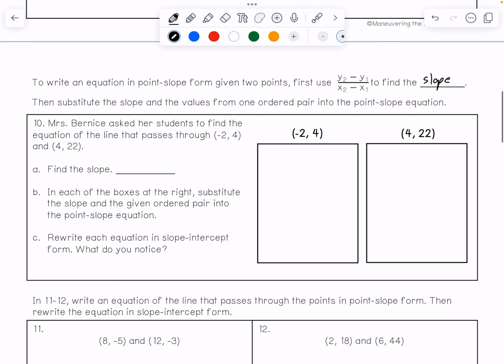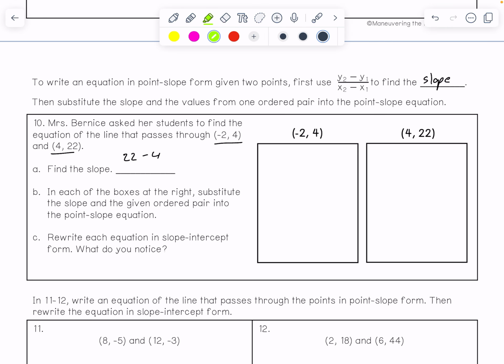Okay. And Mrs. Bernice asked her students to find the equation of the line that passes through this point. Okay, so to do this, you are going to start by just finding the slope with those 2 points. And we've already done this. This is what you've been reviewing. Again, 22 minus 4, because those are my two y values, 22 and 4. And then keep the order the same. I'm going to go 4 minus -2. You punch that into a calculator and you end up with, I believe, 3.